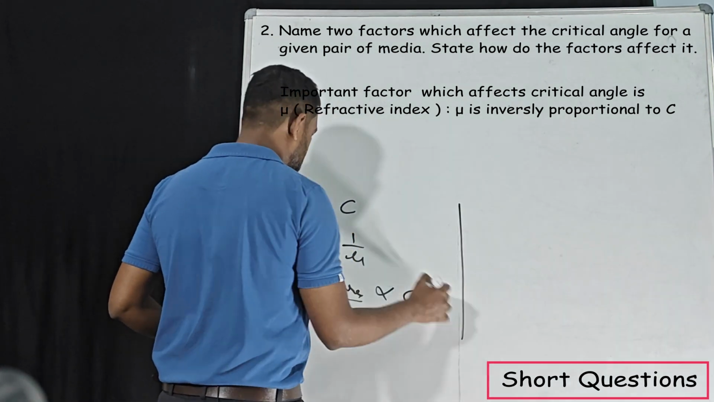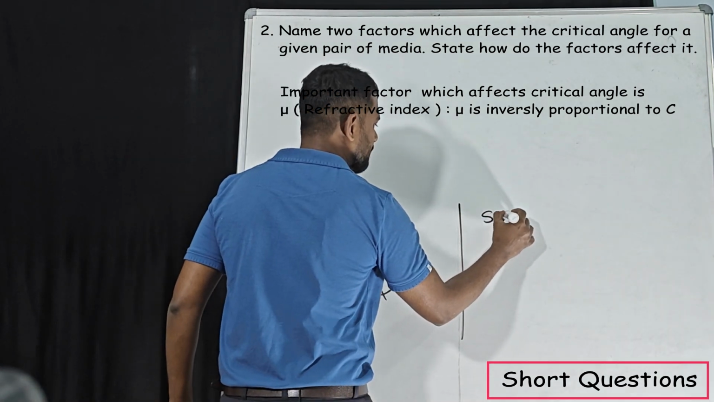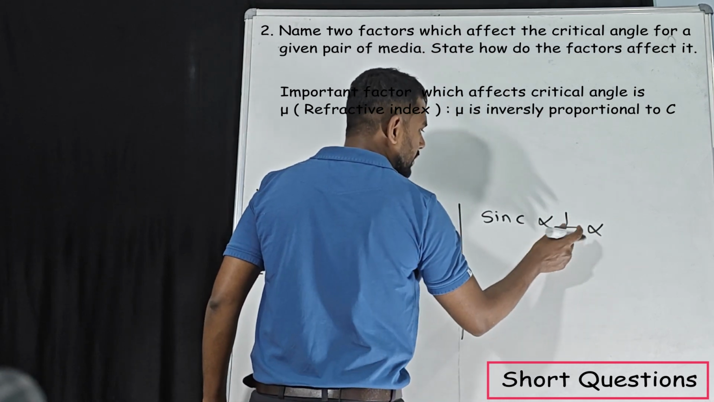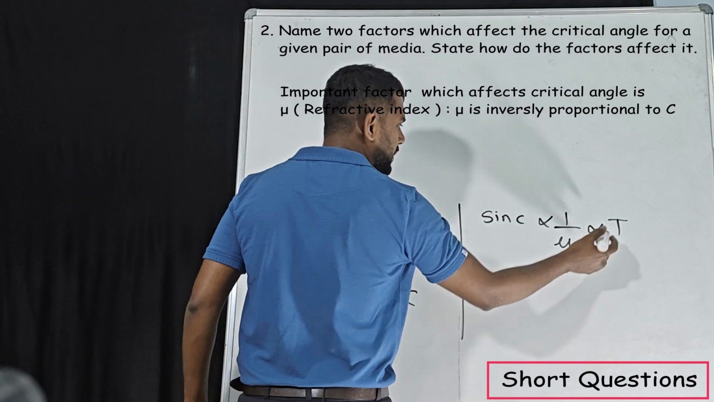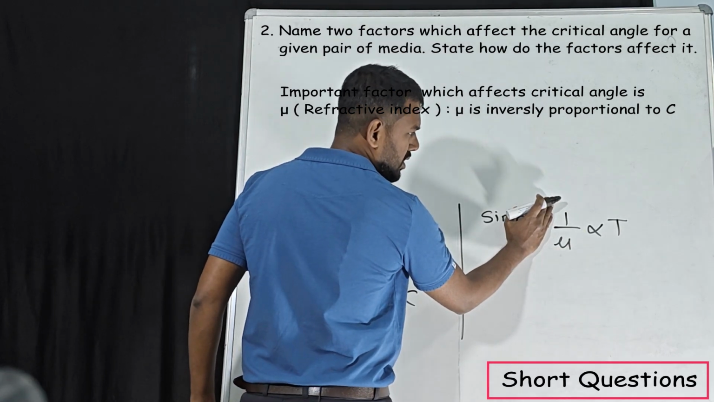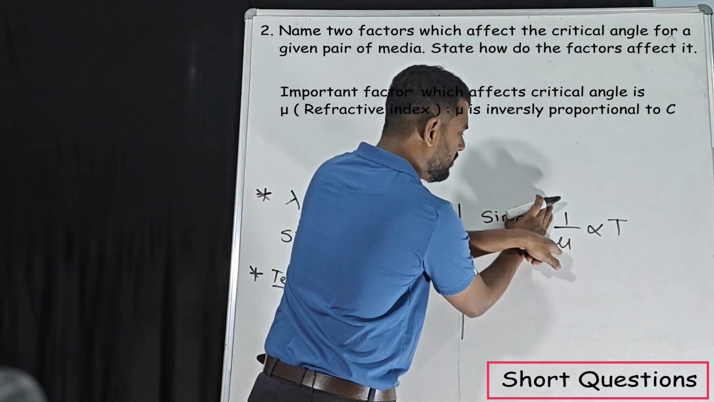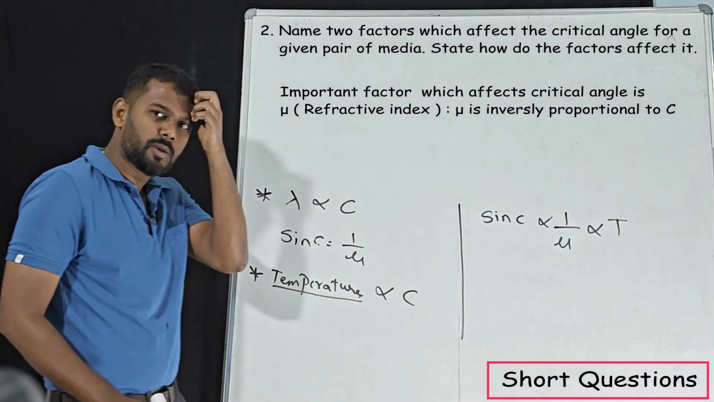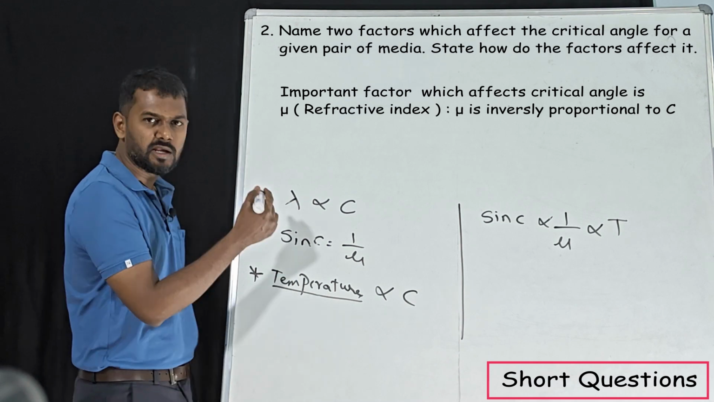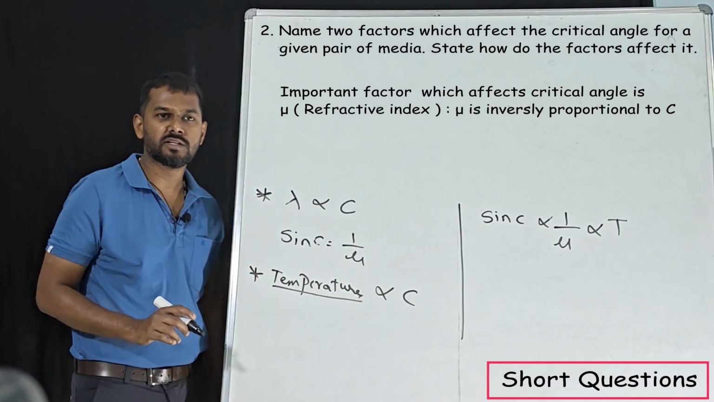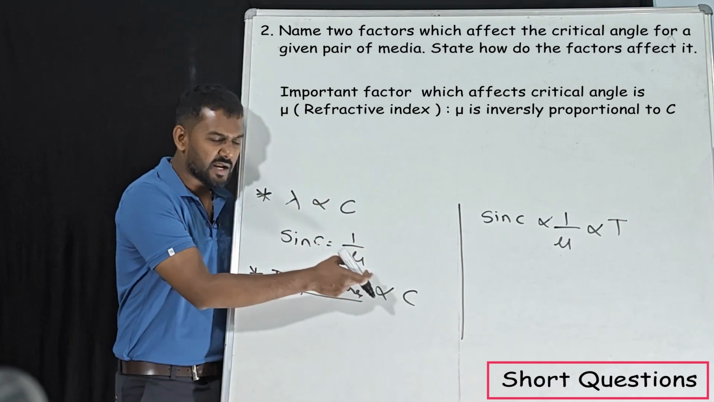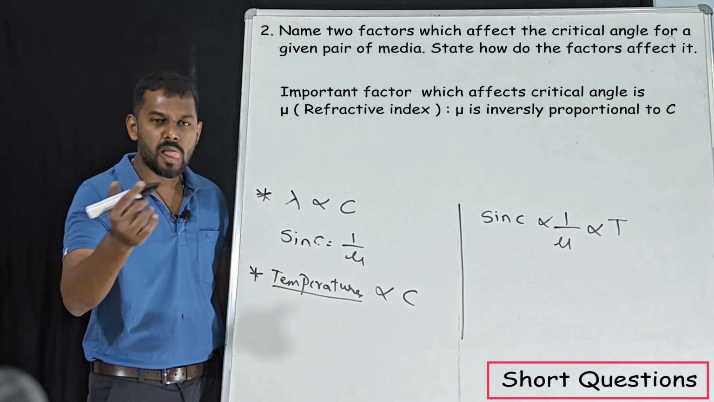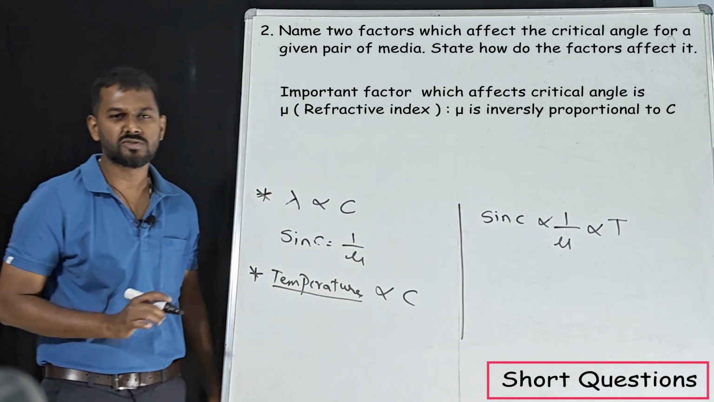How can you understand it like this? Sin C is inversely proportional to refractive index, and refractive index is inversely proportional to temperature. Temperature is inversely proportional to refractive index. If you remove this part, sin C will be directly proportional to temperature. That means as the temperature increases, the critical angle also increases. Any one you can write: temperature and critical angle are directly proportional. This is how you write the factor. Or else, if the temperature increases, critical angle also increases.